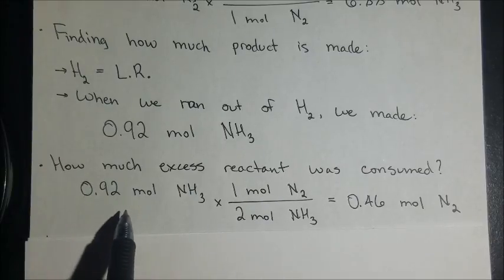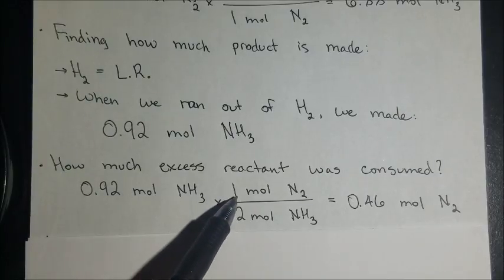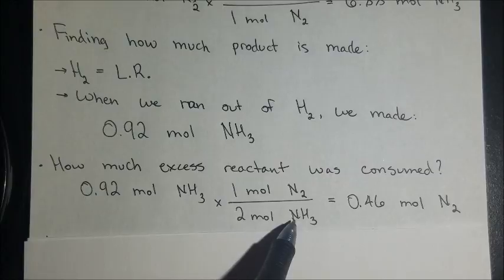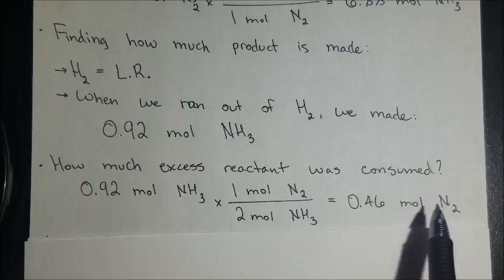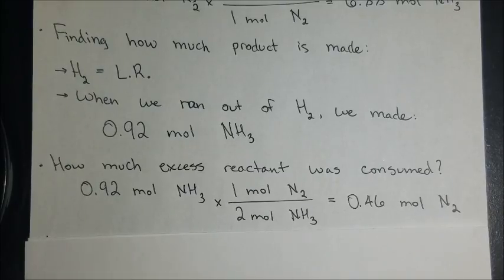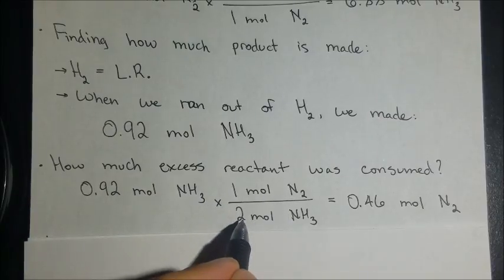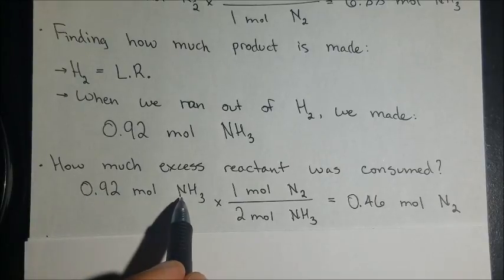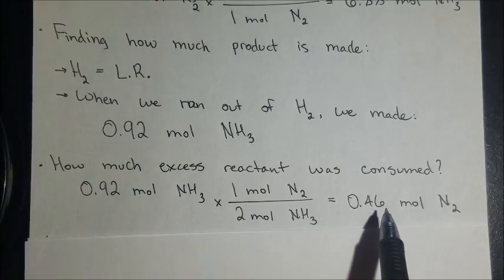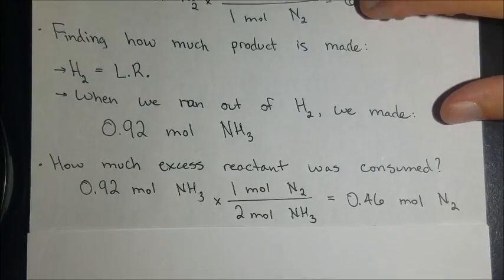So we saw from the balanced equation that we can take the number of moles of ammonia that we produced and use this 1 mole of nitrogen to 2 moles of ammonia mole-to-mole ratio to tell us how many moles of ammonia, or excuse me, moles of nitrogen that were consumed. So basically what I'm saying here is that I consume 1 mole of nitrogen for every 2 moles of ammonia that are produced. So if I produced 0.92 moles of ammonia, I'm going to consume only half as many moles of the nitrogen. So I consumed 0.46 moles of the nitrogen.